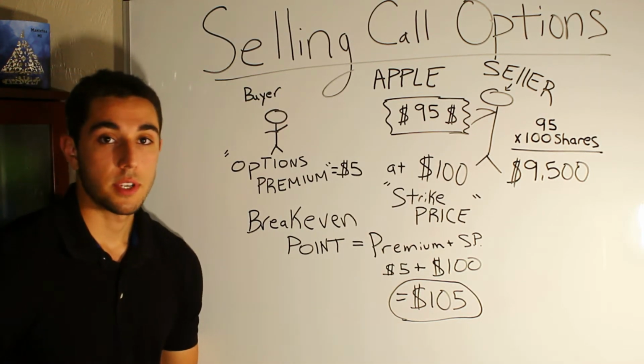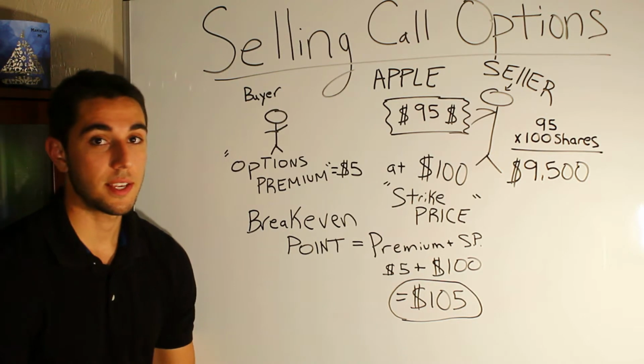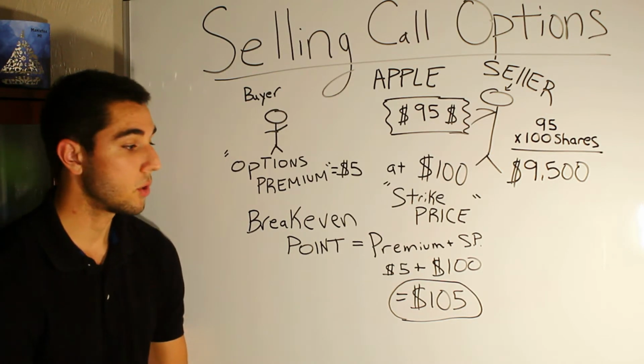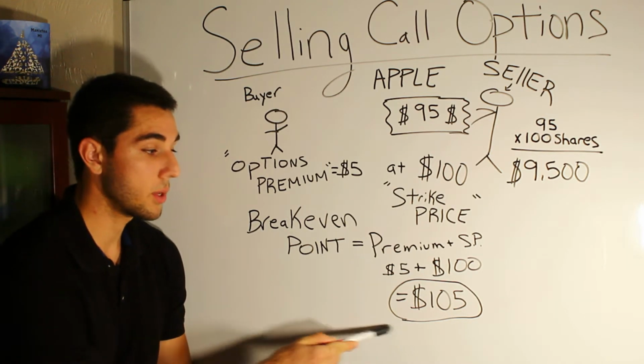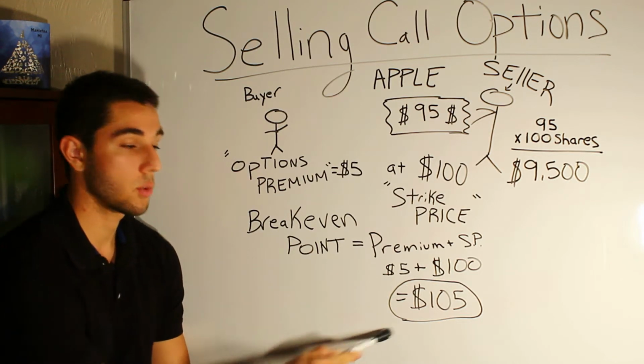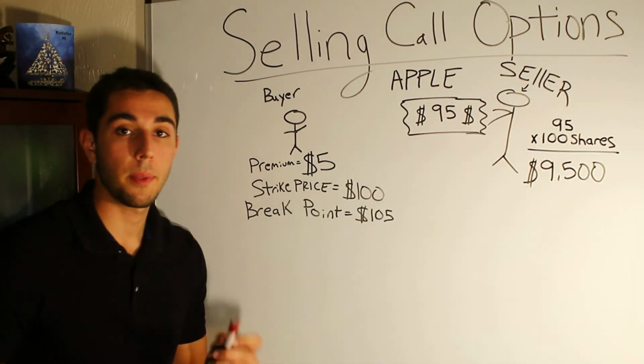Now what this means for a seller when selling a call is you want the exact opposite thing to happen. So you actually want this price to go as low as it can, and you want it to be lower than this 105. Okay, one more time, let me explain this for you.